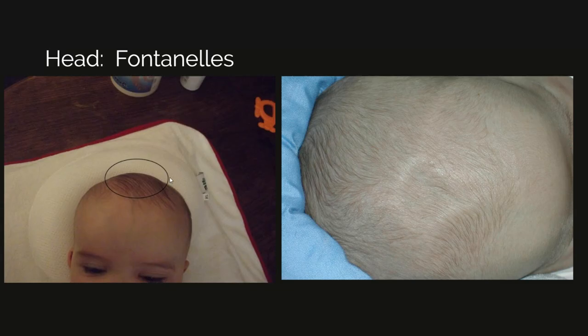Now, here's what's not normal. If you have a fontanelle, and I'm not sure if you can see this really well, but there's like an indentation here. That is a sunken fontanelle. That child is dehydrated.